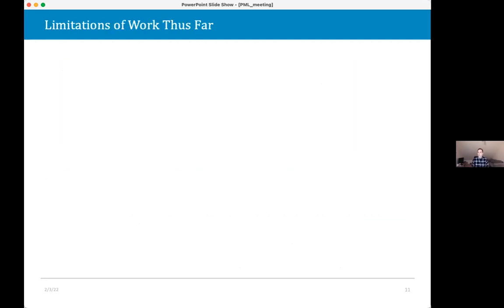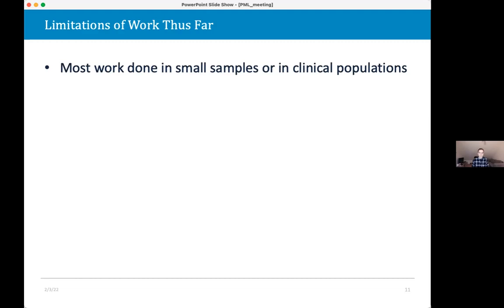So limitations of the work so far, and where we think that we can come in with these new tools, is that most of the work has been done, as is common in neuroimaging, in quite small normative samples or in clinical populations. And so we wanted to be able to do this in a large normative sample to look at the generalizability of these effects.